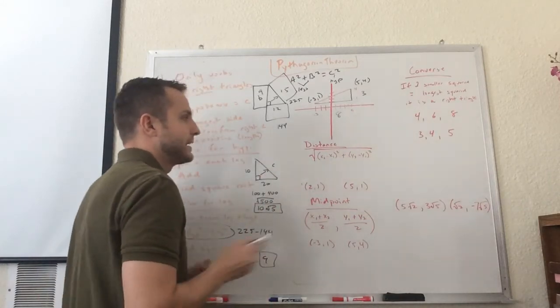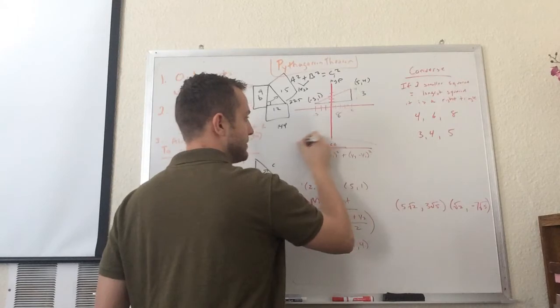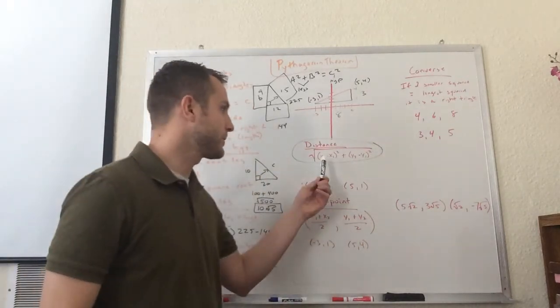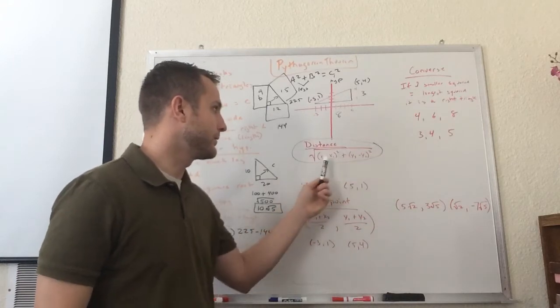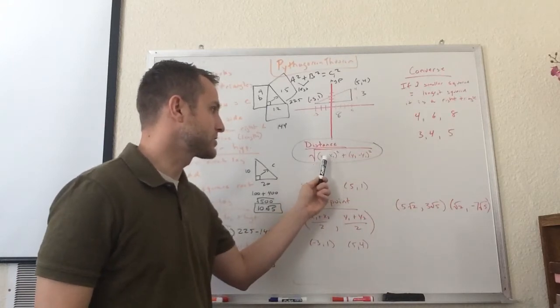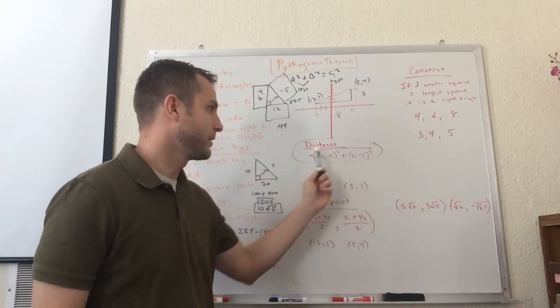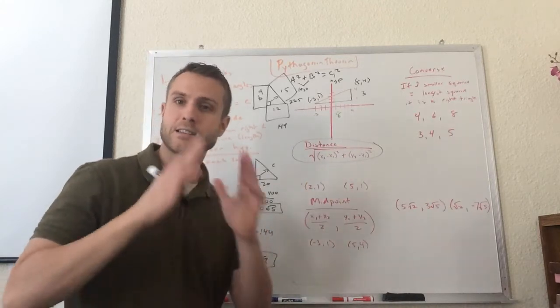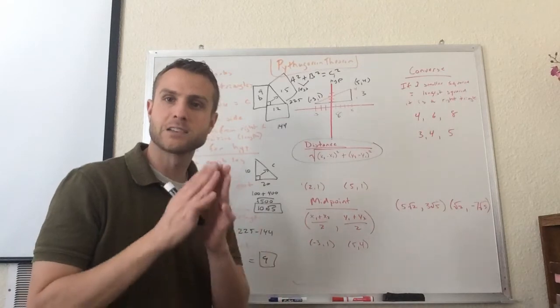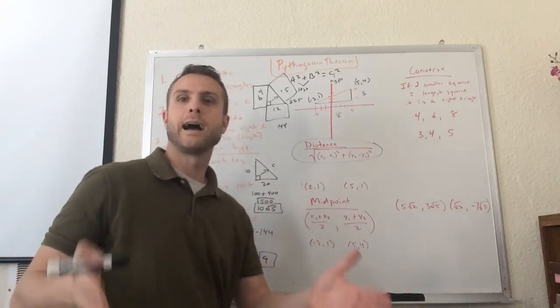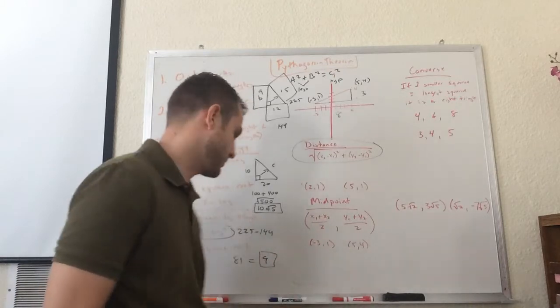Now, I can use something called the distance formula that makes that whole thing much easier. So the distance formula is simply the square root of x2 minus x1 squared plus y2 minus y1 squared. So all this is saying is I subtract my two x's, I square the answer. I subtract my two y's, I square the answer. I add the two answers, and I find the square root.